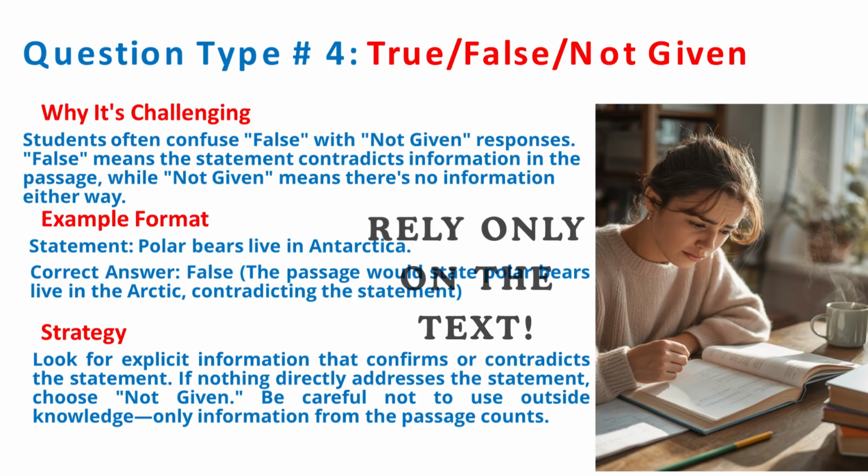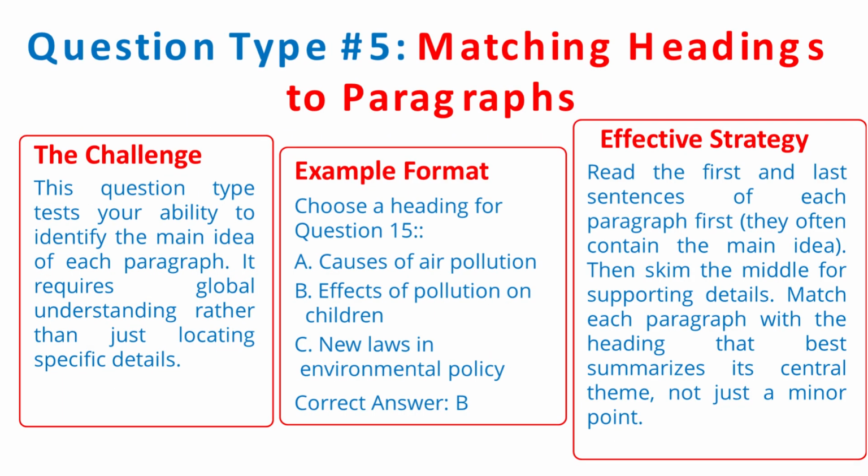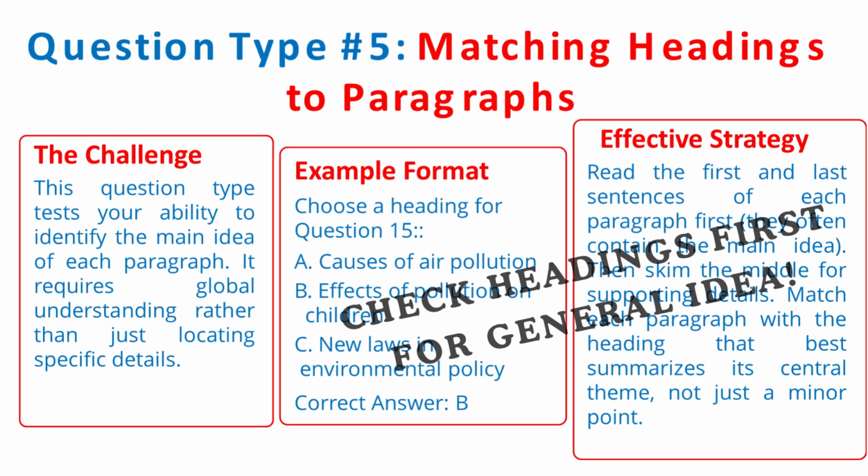The fourth most difficult question type is true, false, not given. Quite similar to yes, no, not given, but this is based on facts. So rely only on the given text rather than analyzing it too deeply. The next question I have is matching headings. As it tests your ability to identify the main idea of each paragraph, it involves quite a bit of reading. One of the best strategies is to read the headings first to get a general idea of the total passage.